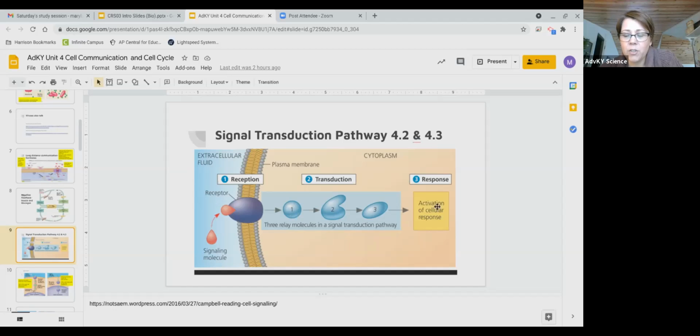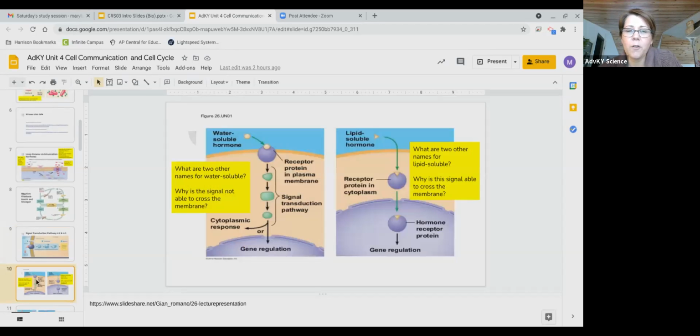This is obviously a very generic picture of a signal transduction pathway, but those are common questions that I've seen come up. All right.